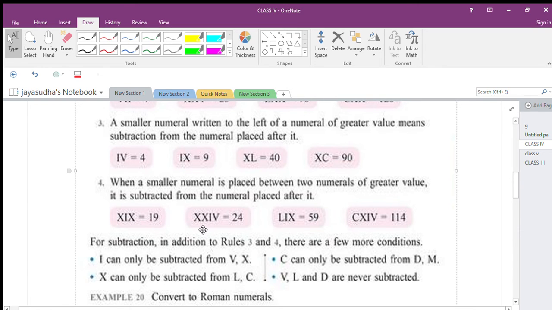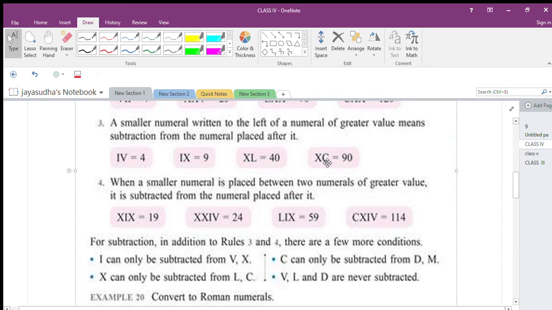Are you okay? Then move on to the next. Here is the symbol for 10. On the left-hand side you put 1. So 10 minus 1 is 9. Are you okay? Here L is 50. On the left-hand side of L is a smaller value, 10. So 50 minus 10 is 40.